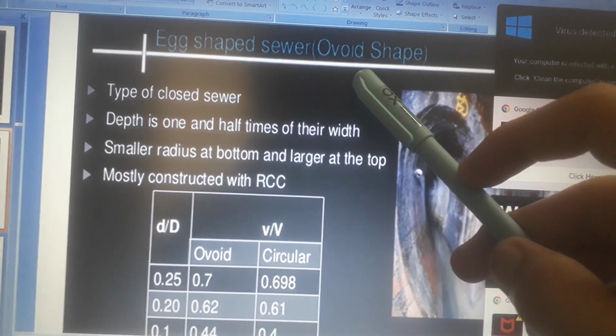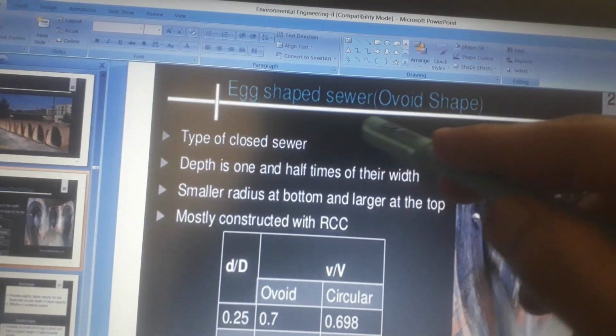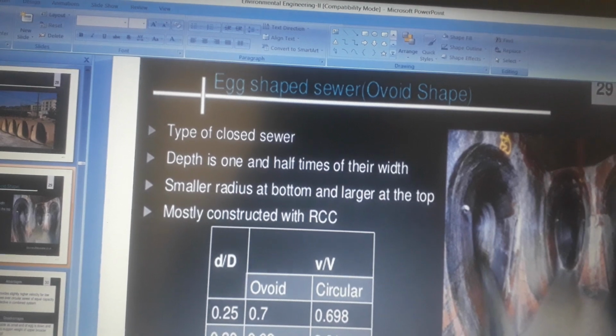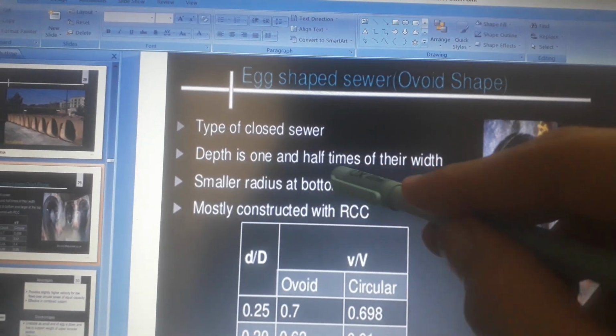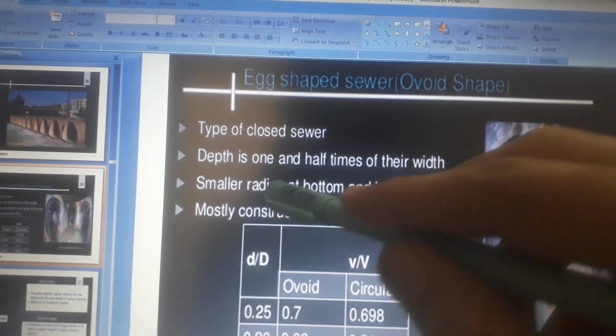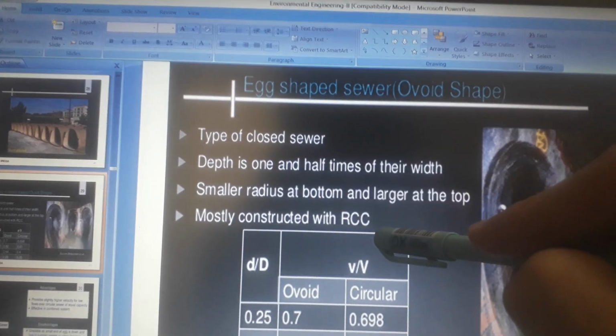Egg-shaped sewer. Ovoid shape. For example, these. It is a type of closed sewer whose height is 1.5 times its width. It has a smaller radius at the bottom and a larger radius at the top. Mostly constructed with RCC.